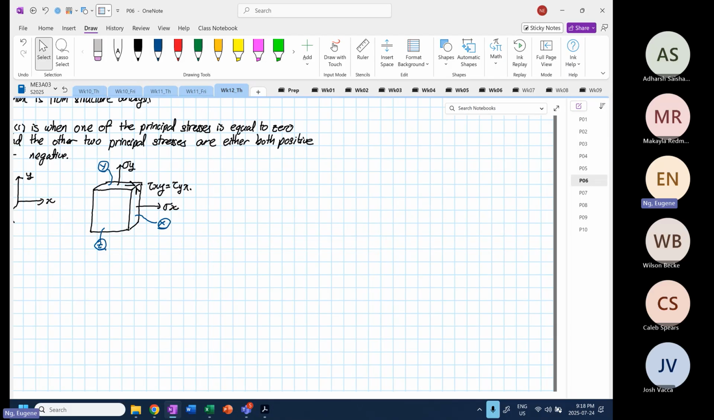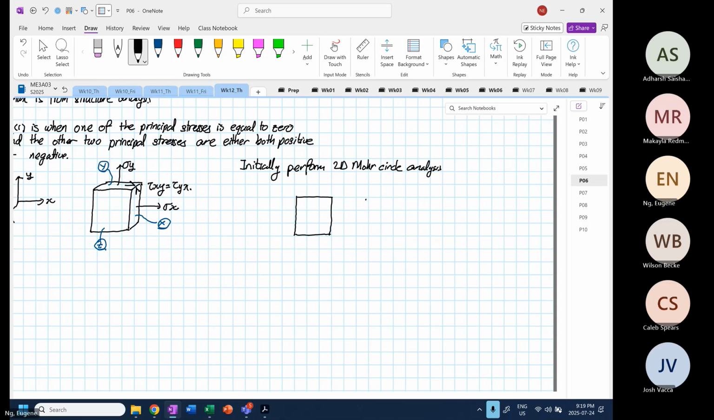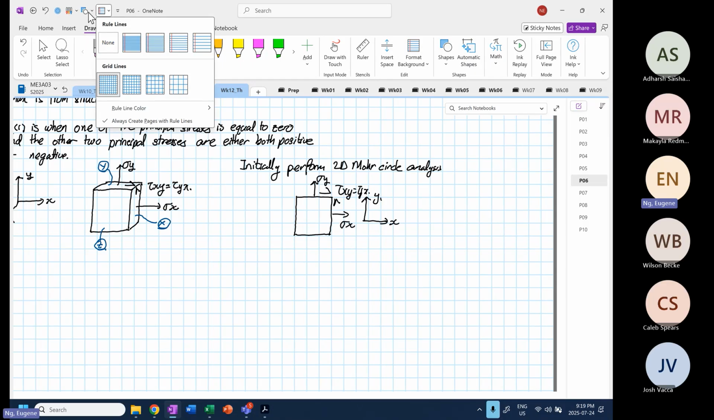Let's consider, initially, because I want to show to you why it is important to do 3D, we initially perform 2D Mohr circle analysis. So in 2D Mohr circle analysis, this is X, this is Y. I totally ignore the Z now, yes or no? And the shear XY and the shear YX, for 2D and 3D, the values are all the same. So now I will start drawing the 2D Mohr circle.